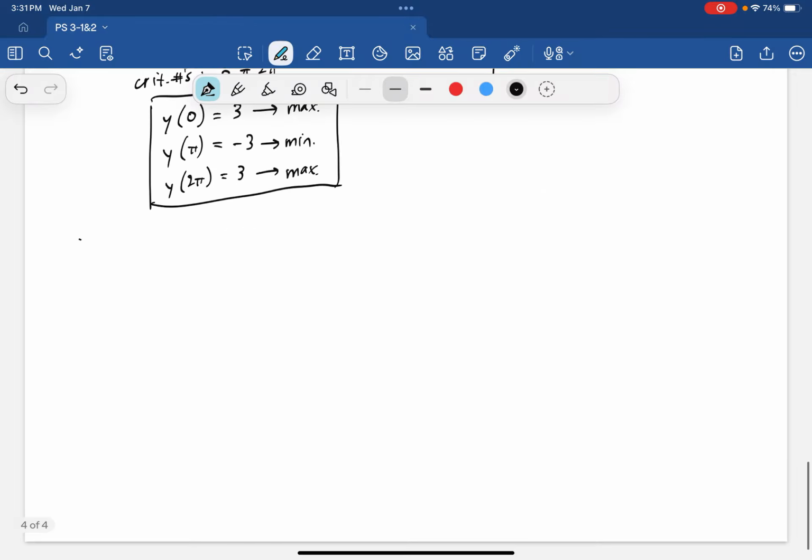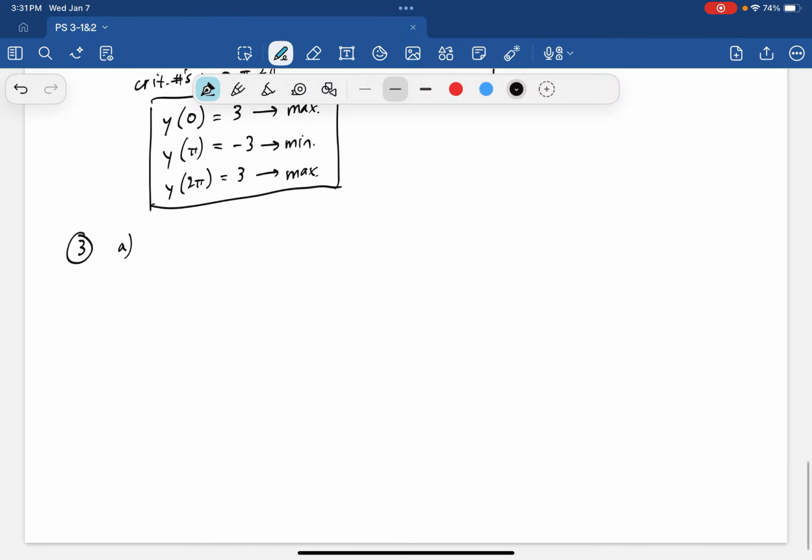Let's do question 3. Okay, so we have to first determine whether the mean value theorem can be applied. And that's if it's both continuous and differentiable within the interval. And then we're going to find which values of c in the interval make that derivative equal to the slope of the endpoints, the slope of the line that connects the endpoints.